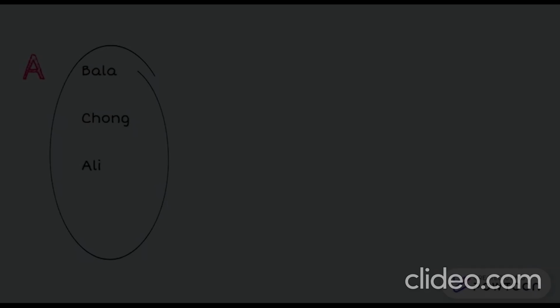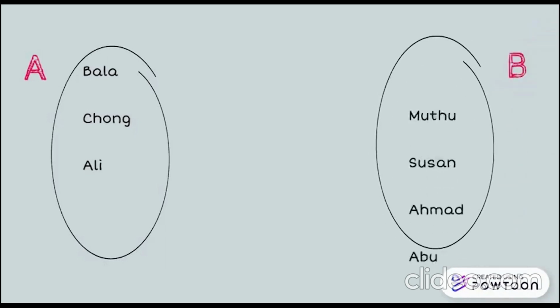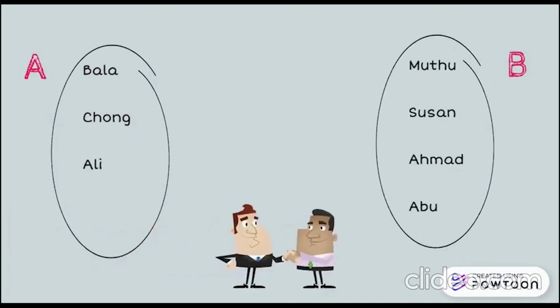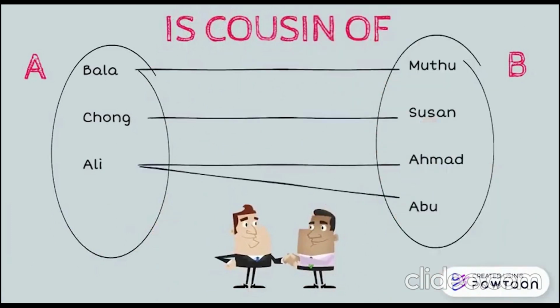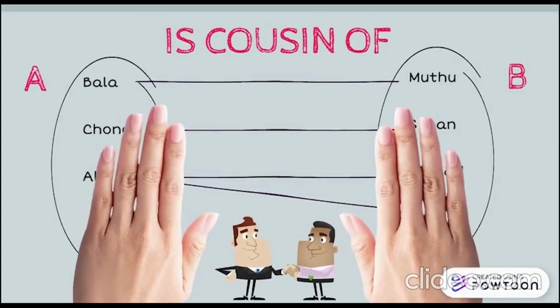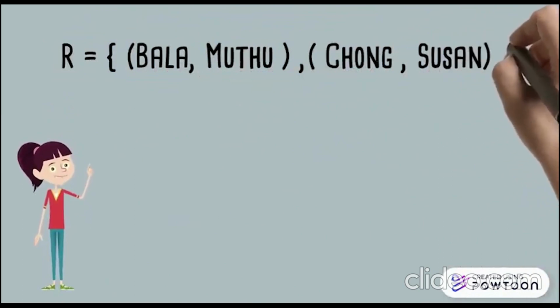Let's do it. Let's consider that set A consists of people named Bala, Chong, Ali, and set B consists of people named Muthu, Susan, Ahmad, and Abu. The relation we set for these sets is cousin of. The relation R will be Bala is cousin of Muthu, Chong is cousin of Susan, Ali is cousin of Ahmad, and Ali is cousin of Abu. So from here we can clearly see that the relation R is a subset of set A cross set B.